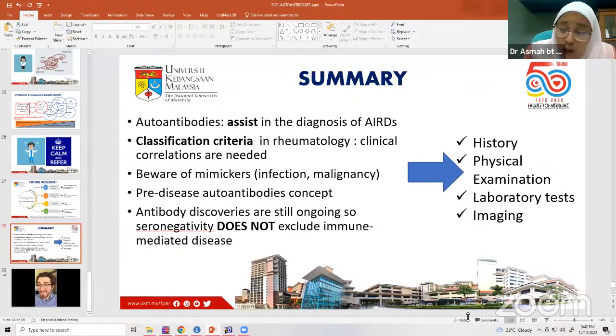There are so many autoantibodies, just don't get confused. There are so many classification criteria, but whatever it is, the right-hand corner is very, very important: history, physical examination, lab tests, and imaging.